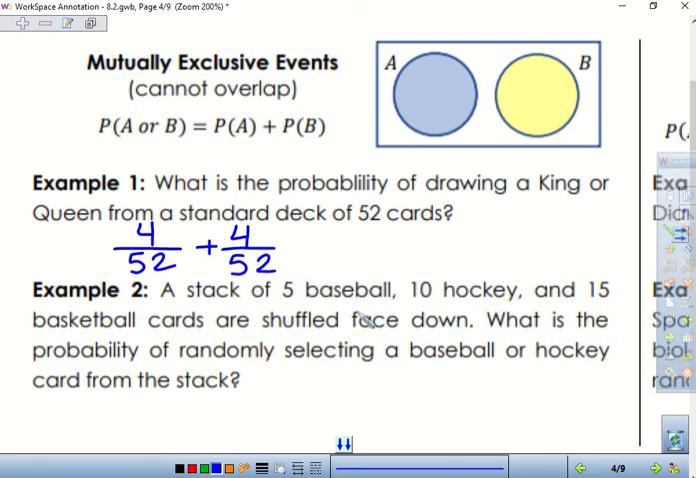So you're okay with either one of these events happening, meaning your chances are going to be better, right? If you're more open to more options, you're going to have a better chance of what you want. So we add these 2 together. When you add common denominator fractions, you just add the numerators and keep the denominator. And this fraction reduces to 2 over 13.